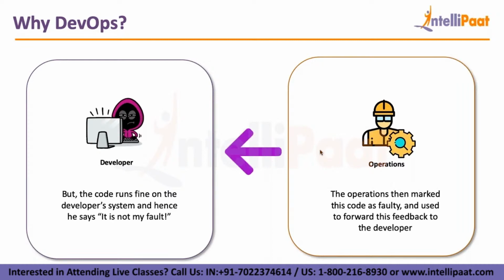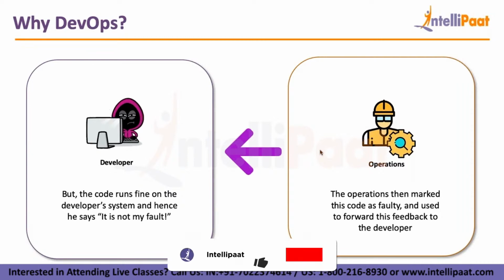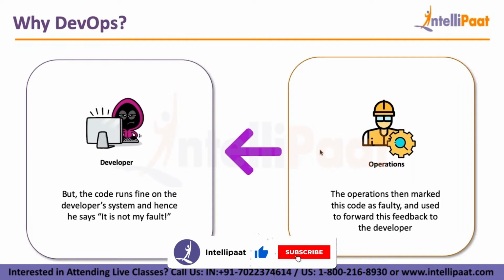So what the tester does is he gives the code back to the developer and says, you know what, something is missing. This code is not actually running on my system, and if it is not running on my system, I actually cannot go ahead and pass it on to the system administrators to upload this code, right?